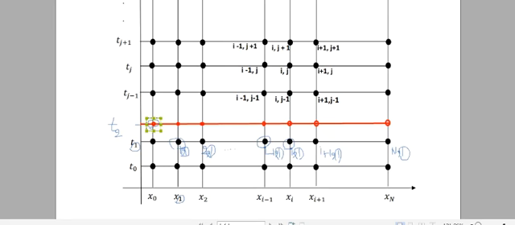And what about the next point? This point, I'm pointing to this point. What about this point? What is the subscript of this point?